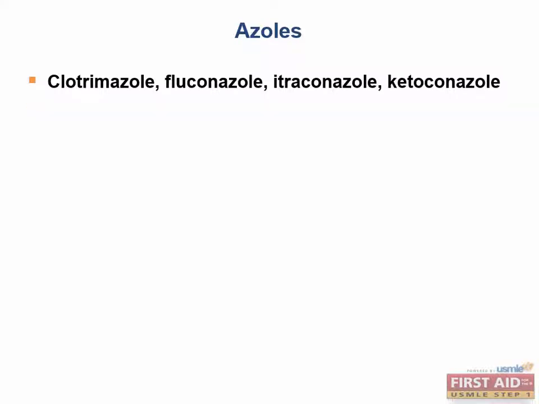Now we're going to talk about a very important class of antifungal medications, the azoles. All of the azole drugs end in azole and include clotrimazole, fluconazole, itraconazole, and ketoconazole, just to name a few. These drugs work by inhibiting ergosterol synthesis. Let's take a moment to review the ergosterol synthesis pathway.